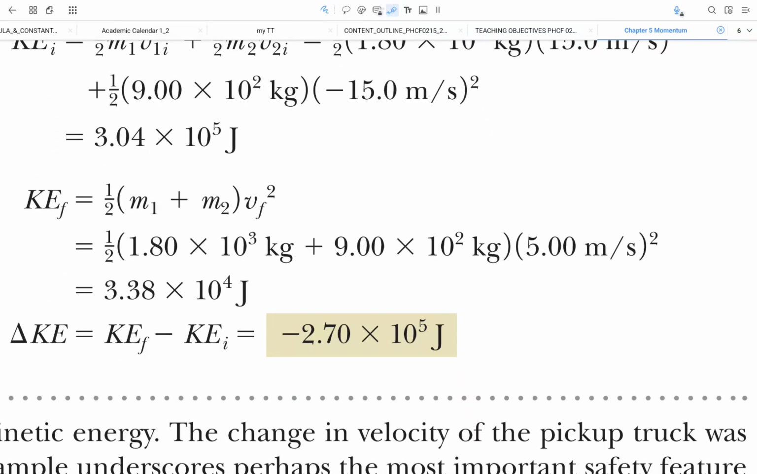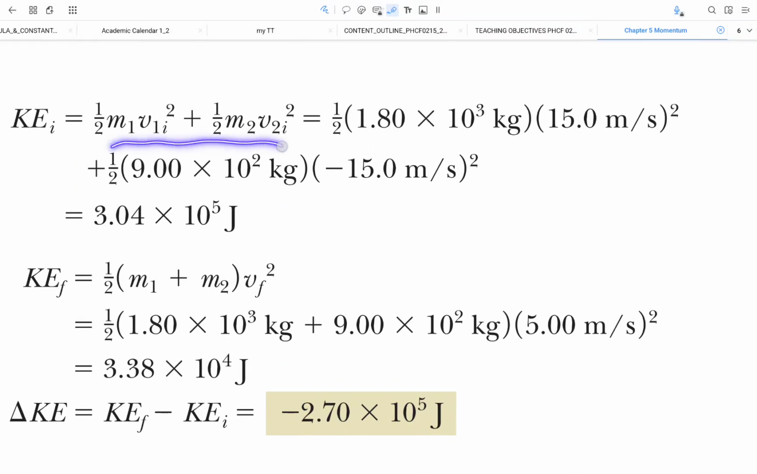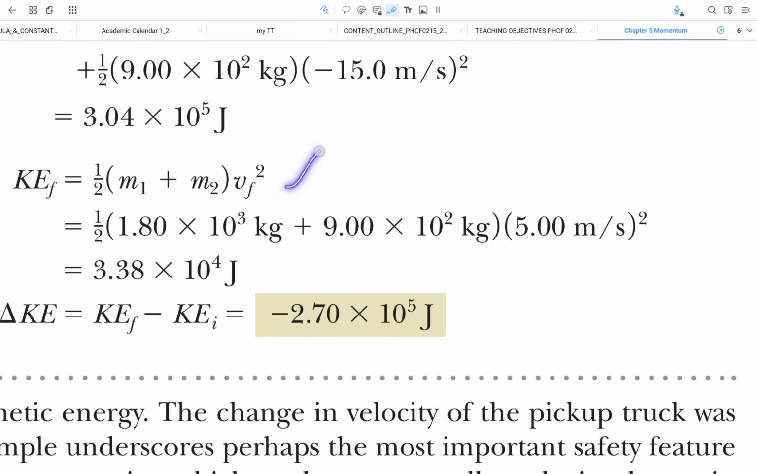And then after the collision, they are entangled. So of course you can do the factorization or even repeat the same expression as earlier on. You can repeat it, no problem. Or you can make it simpler by factorization. So you add on the masses and then times half and also v squared, 5. So you are arriving at an answer to the power of 4. So earlier on it was to the power of 5 joules and now it's to the power of 4. Significant loss of kinetic energy.